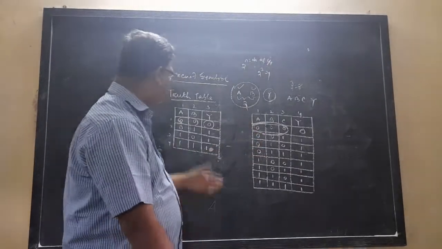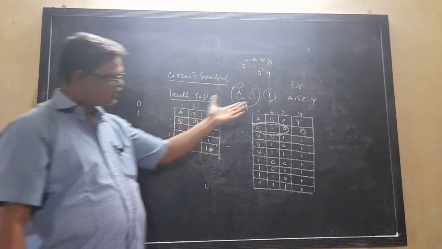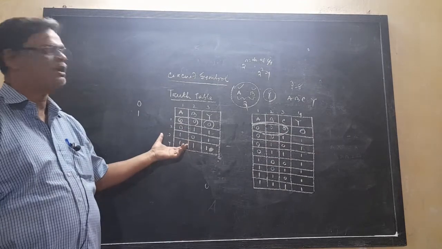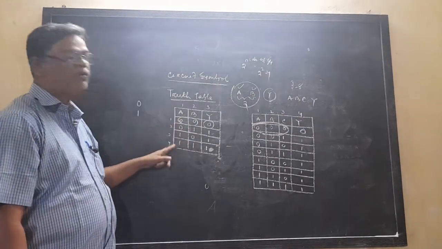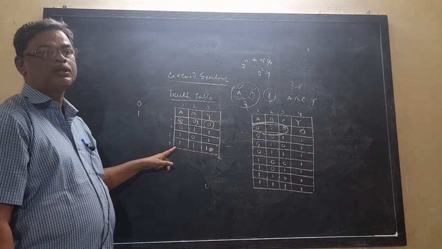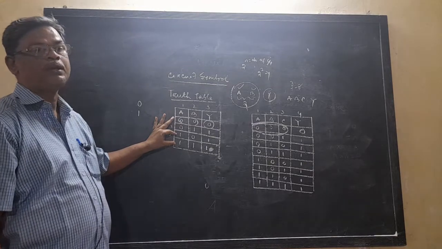Clear? Then how to fill up? First fill up the input table, then the output. The input table can be filled up now by the half method. So let me write 1, 2, 3, 4. The half is 2. The first half is filled up by 0 and the second half is filled up by 1.